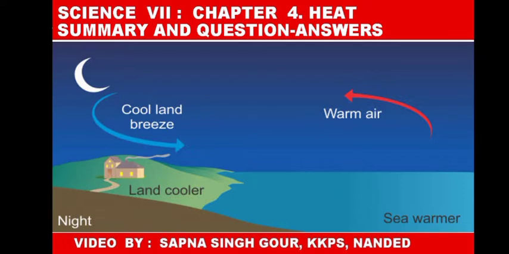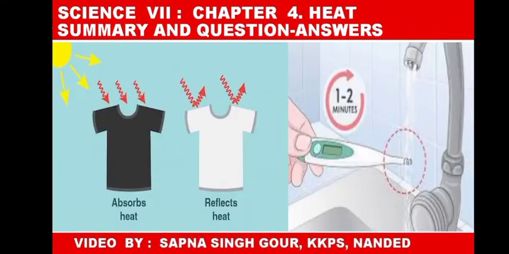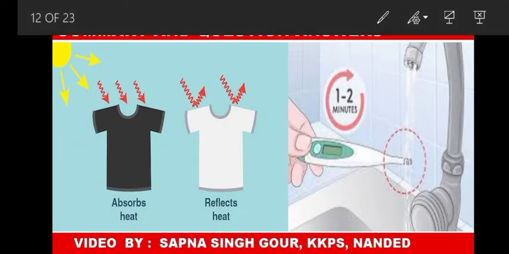All hot bodies radiate heat. Dark colored objects absorb heat radiation better than the light colored objects. That's why we feel more comfortable in light colored clothes in the summer. Woolen clothes are used in winter to keep us warm. Sometimes people refer to woolen clothes as warm clothes.